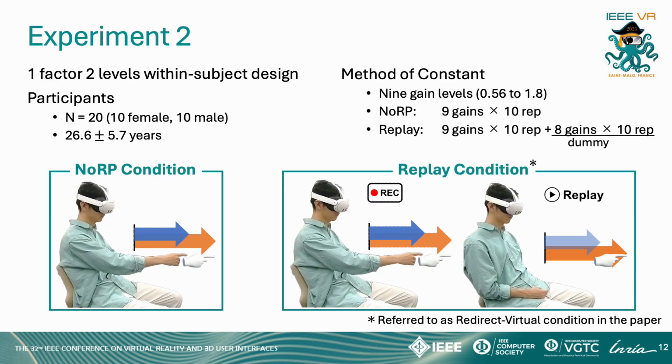This experiment also used a within-subjects design with one factor and two levels. We recruited 20 participants, who experienced both no replay and replay conditions. We employed the method of constant stimuli with 9 gain levels, each presented in random order and repeated 10 times. The experiment was blocked into sessions without replay and with replay. In the replay block, we included an additional dummy condition.